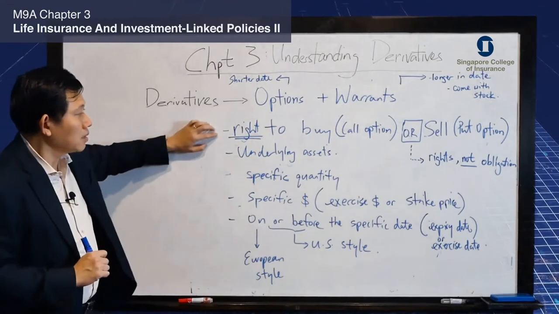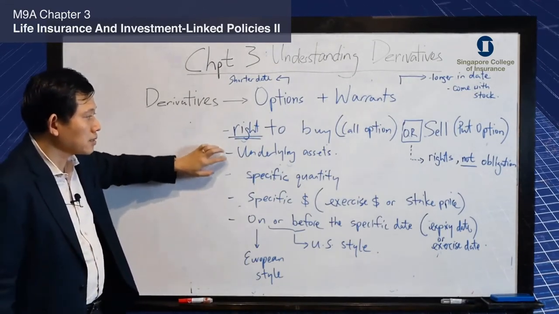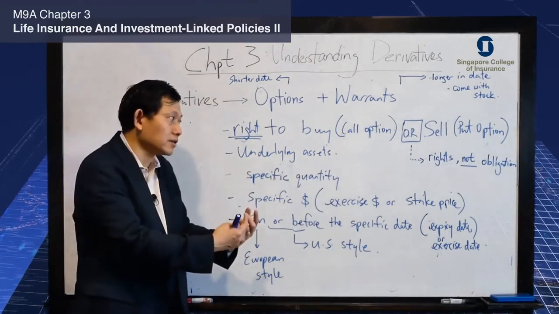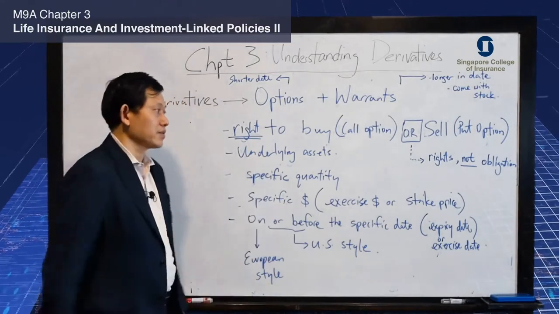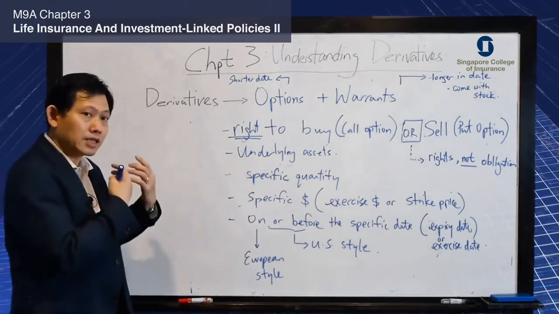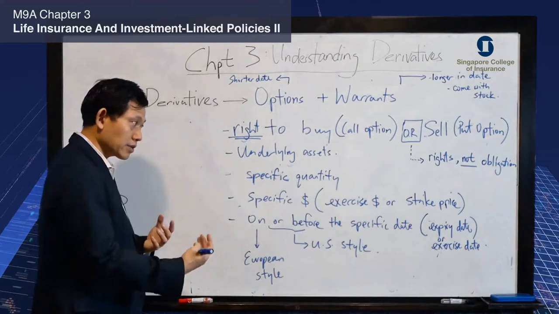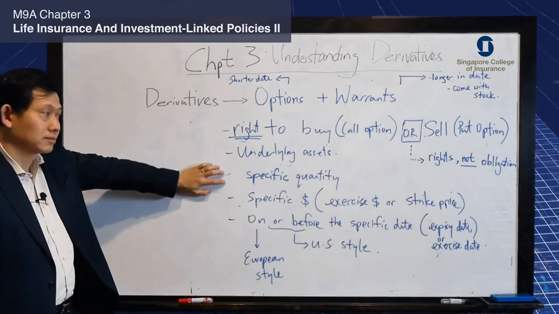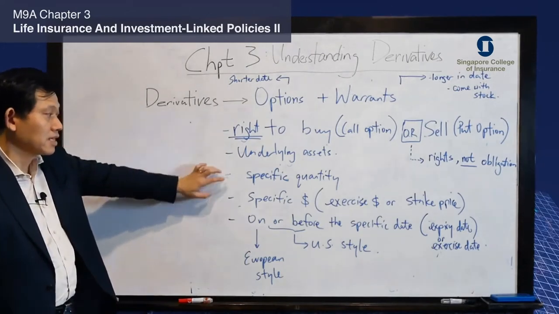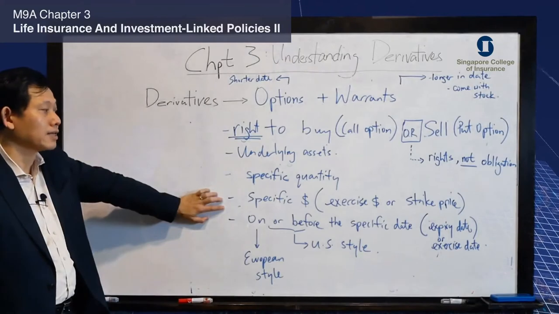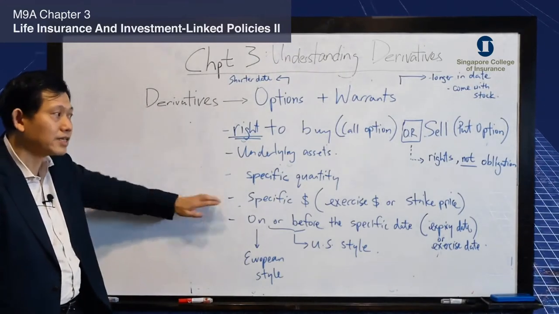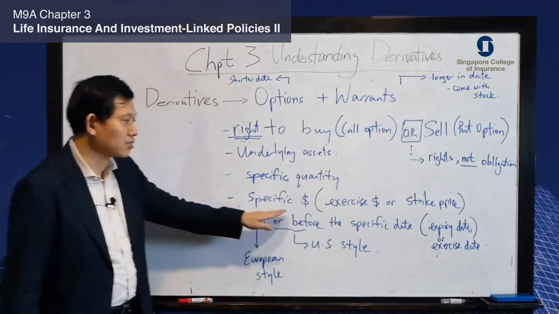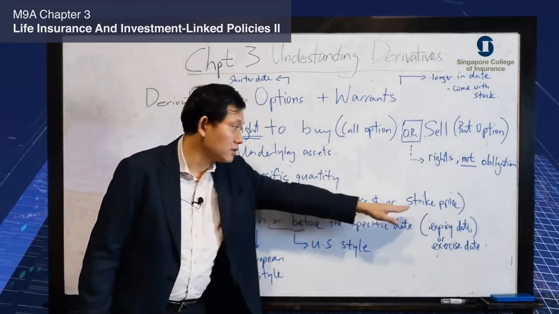Okay? Now, similar to a futures contract, you need an underlying asset. What are the underlying assets? Let's focus on financial assets. It can be an interest rate, an equity index, a bond index, right? It can be an equity price or bond price. It can also be currency. At a specific quantity, similar to futures, at a specific price that you want to buy or sell in the future. Alright? And the technical term is called exercise price or strike price.